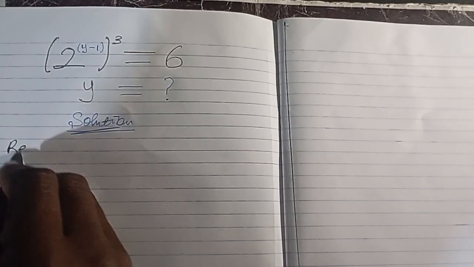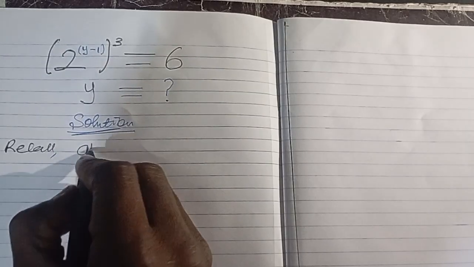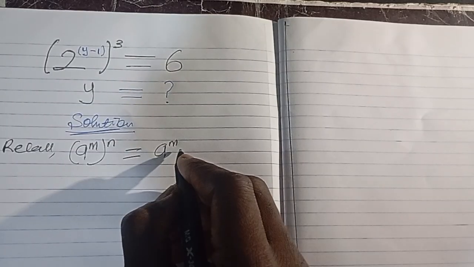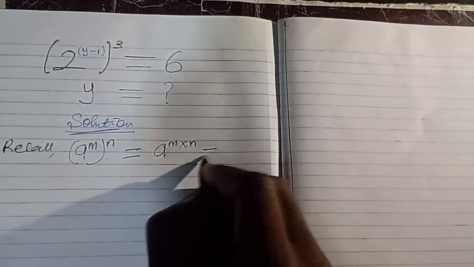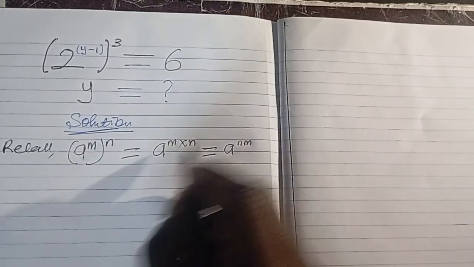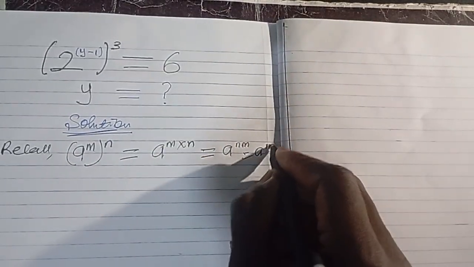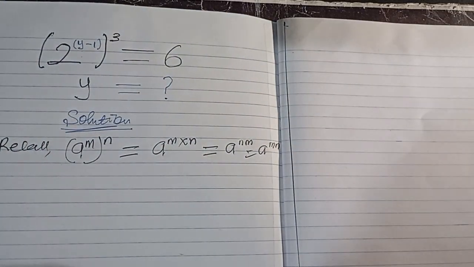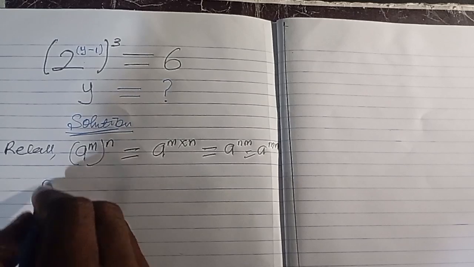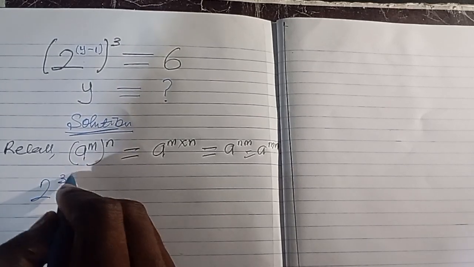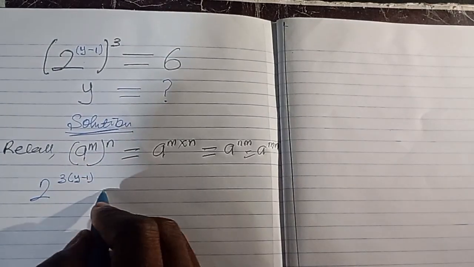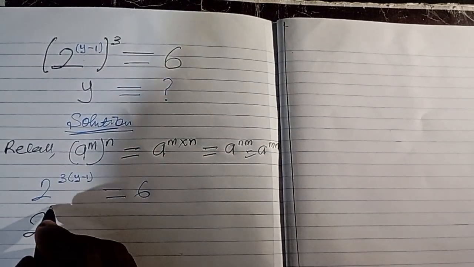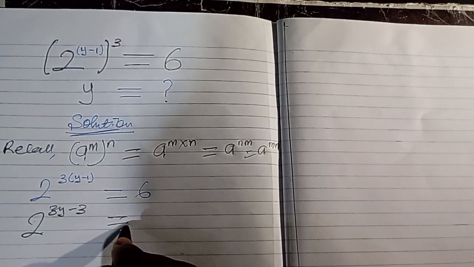First, recall that a raised to power m, raised to power n, is the same as a raised to power m multiplied by n, which is the same as a raised to power mn. So we are going to use this power rule and multiply the powers. We are going to have 2 raised to power 3 bracket y minus 1 equals 6, so that we can open it to have 2 raised to power 3y minus 3 equals 6.